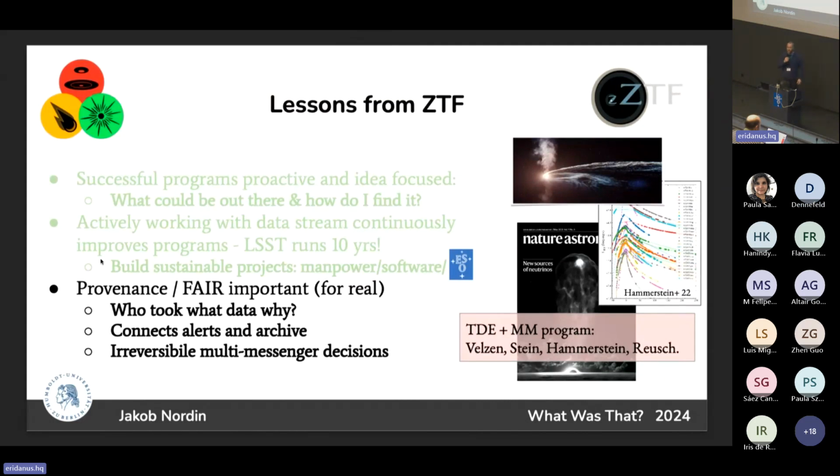Another aspect is that provenance and FAIR has actually become important for scientific applications. So we have used these terms in proposals for a number of years. There have been a lot of products that claim to be FAIR compatible and so on. But now it actually becomes important for scientific studies for real, because we have a very large archive of variable data. And when we now try to understand this, it does become important. Who took what data? Why was some piece of data not taken, and so forth.